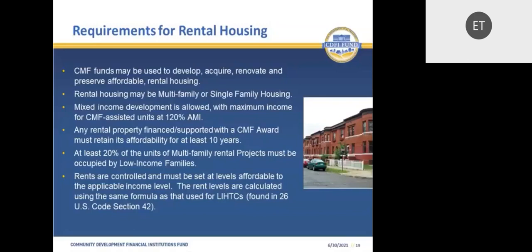Any rental property financed or supported with CMF has to retain affordability for at least 10 years. And as we mentioned before, at least 20% of the units of multifamily rental projects must be occupied by low-income families. That's 80% AMI. Rents are controlled, and they have to be set at levels that are affordable to that particular income level. The rent levels are calculated using the same formula that is used for LIHTC.